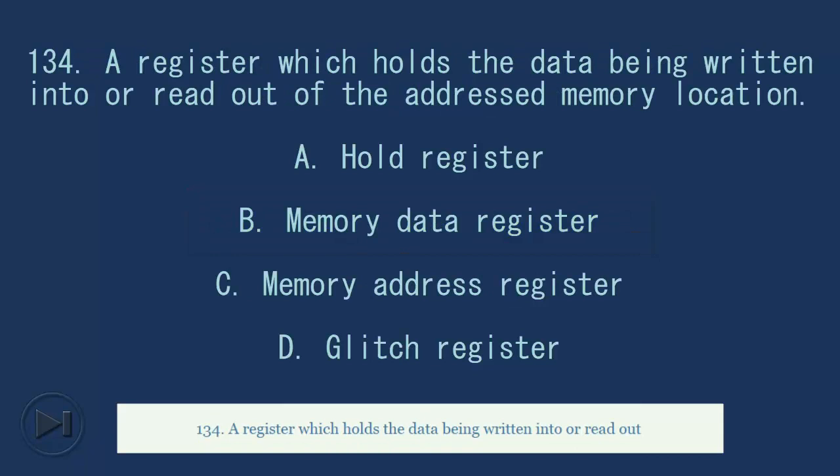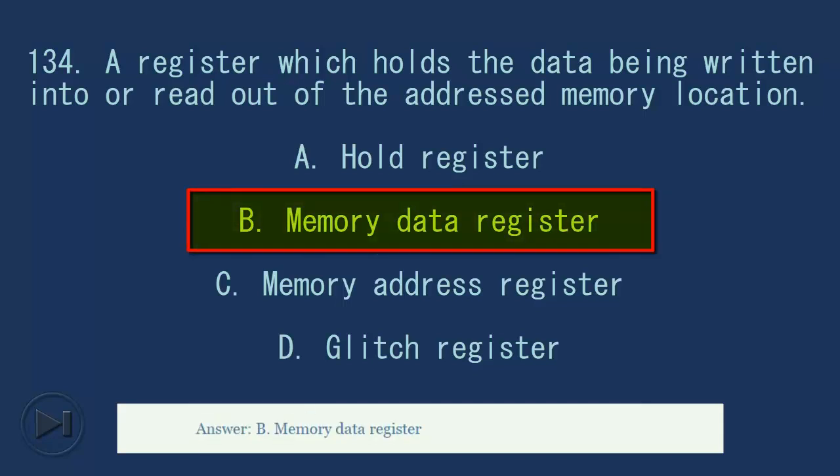134. A register which holds the data being written into or read out of the addressed memory location. A. Hold register. B. Memory data register. C. Memory address register. D. Glitch register. Answer: B. Memory data register.